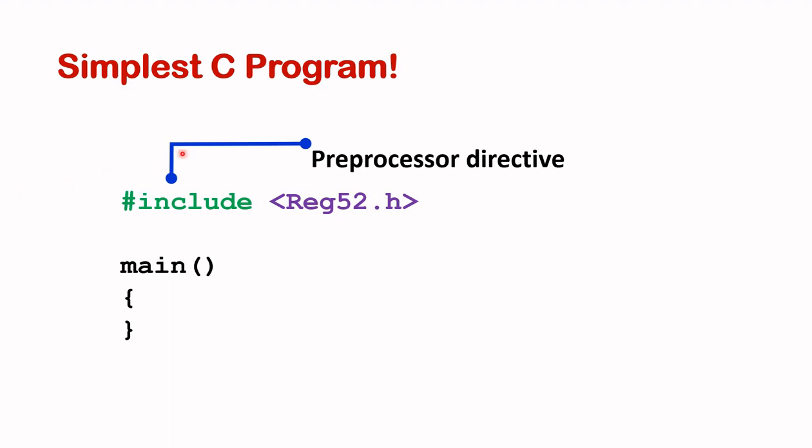Okay, let's begin. And here we have what I call the simplest C program ever. All right, so this is the C program, and this word here, hash include in green, is known as the preprocessor directive. Now, the preprocessor directive is a step that is performed before the actual source code, which is this one here, is being compiled.